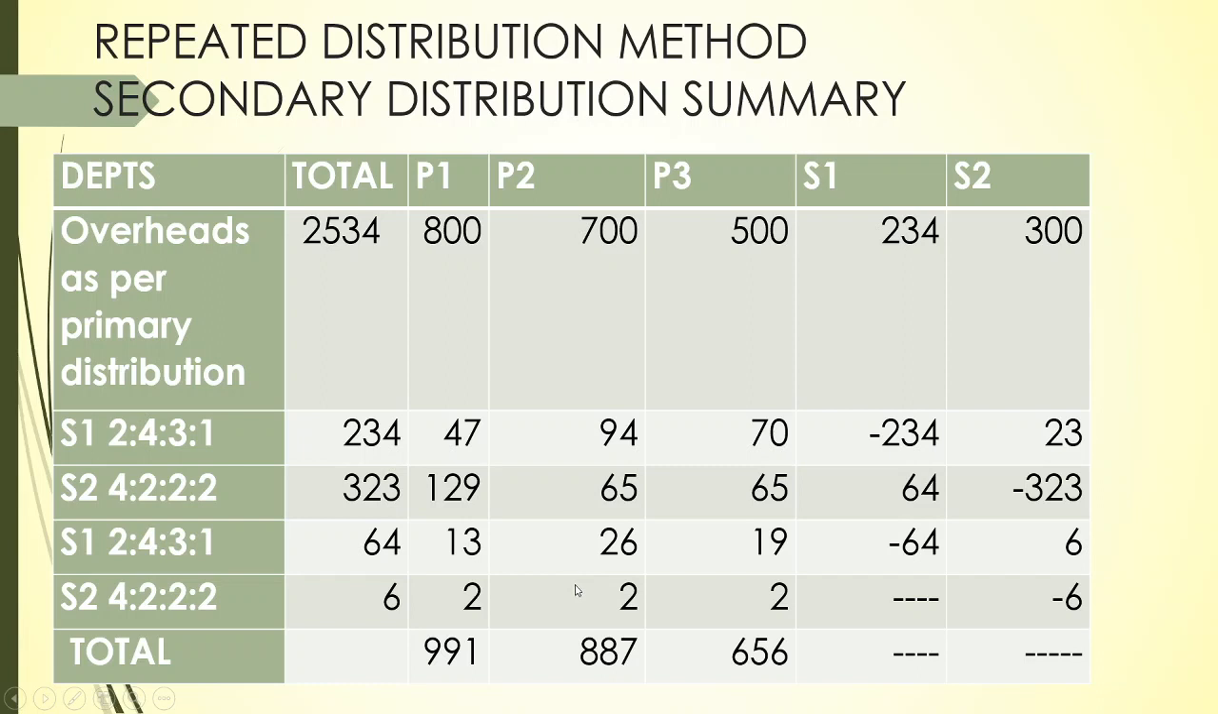In this way the overheads of S1 department and S2 department are nil. So we find the total of all the departments: P1 department 991, P2 department 887 and P3 department 656. The total of these three, that is 991 plus 887 plus 656, is equal to 2534.